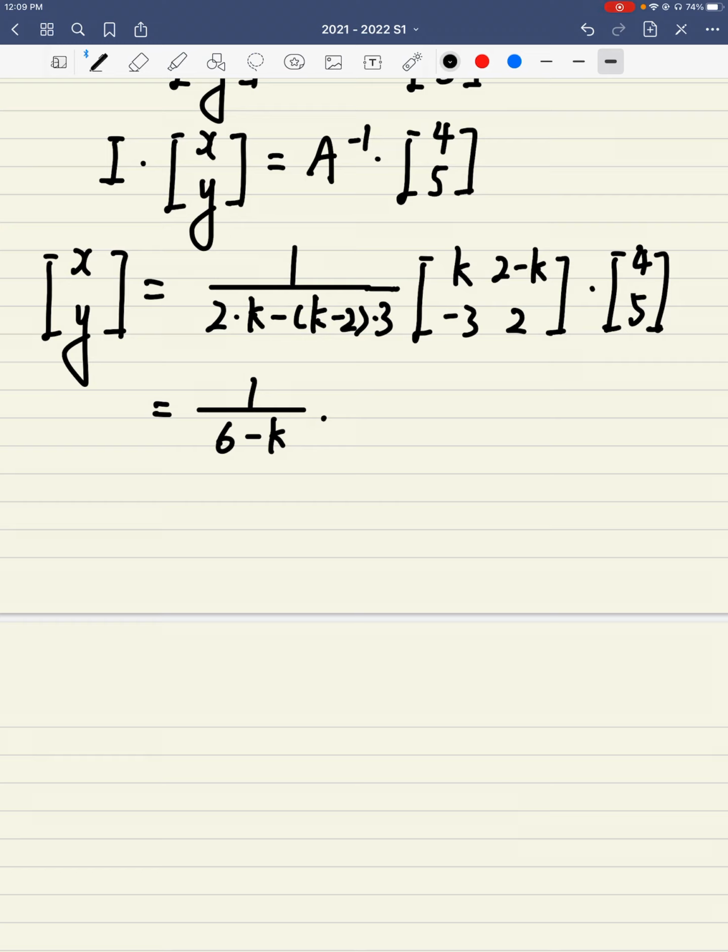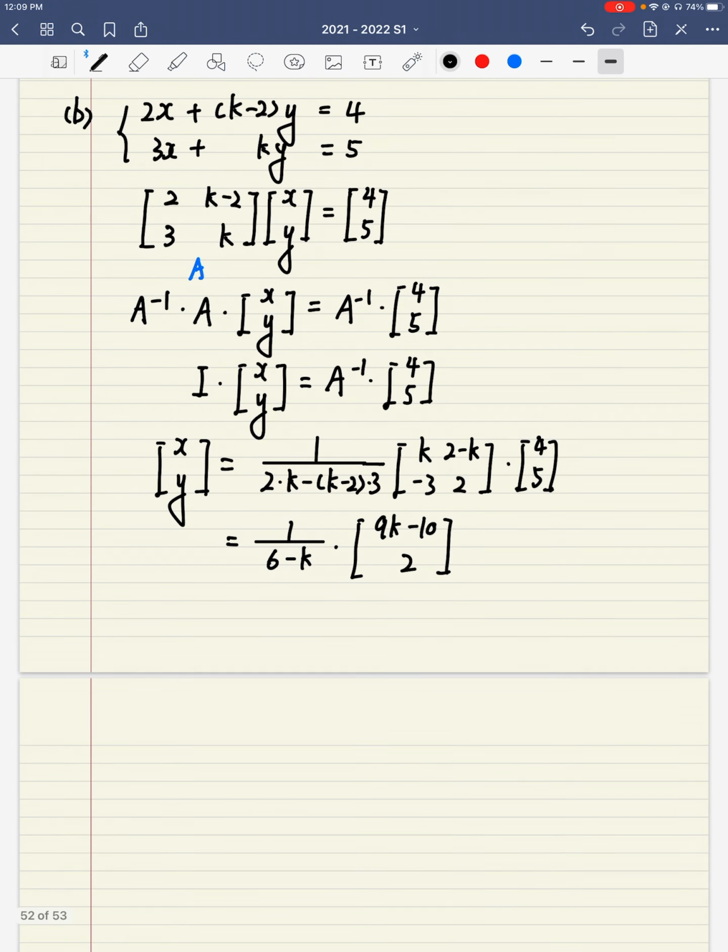And then this part is this times this, which you can do the calculation by yourself. It's 9k minus 10. Here the bottom it's negative 12 minus 10, so it's negative 22. Or is it? No, it's 2. Okay, so this is the result.